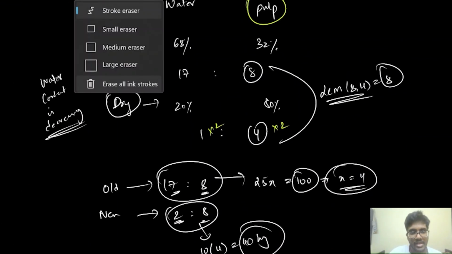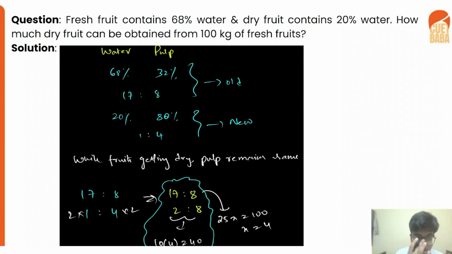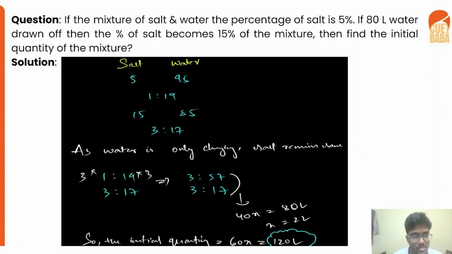So I hope you people have understood. The same thing I've written here, right? So the pulp content originally, and then in the dry fruit we have equated them and we have got the final answer. Let's come to the next question.